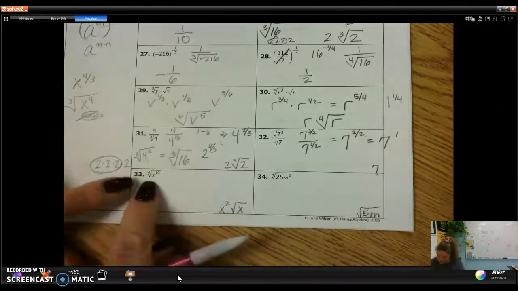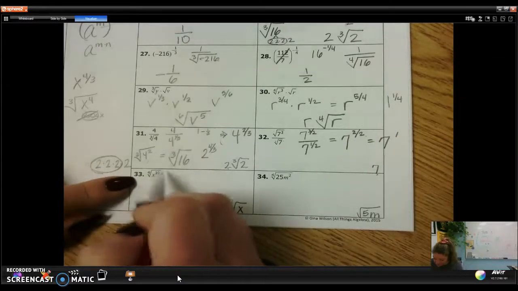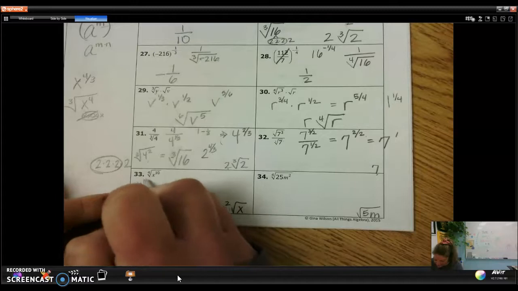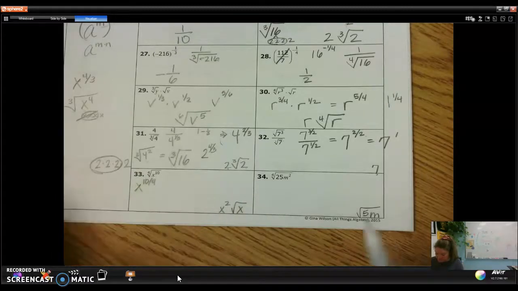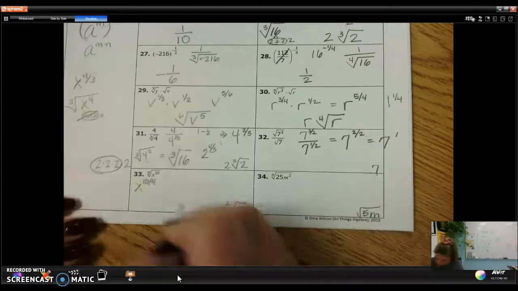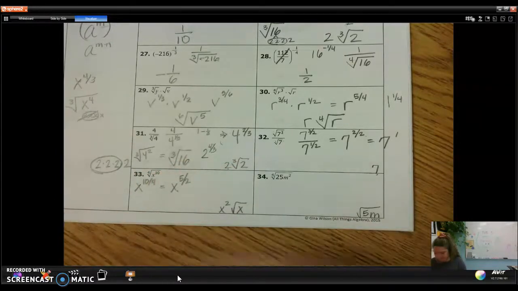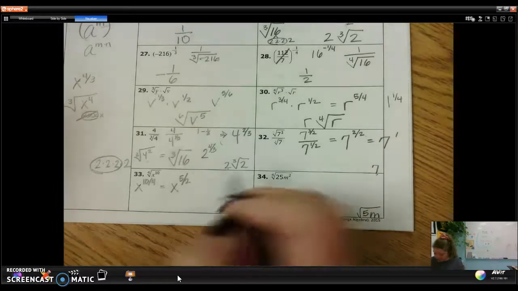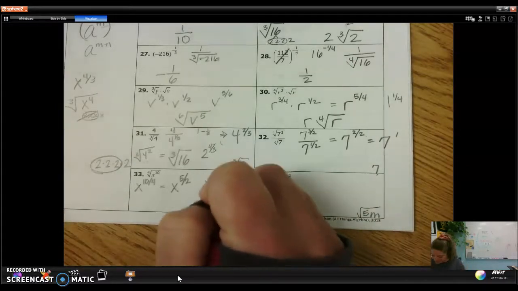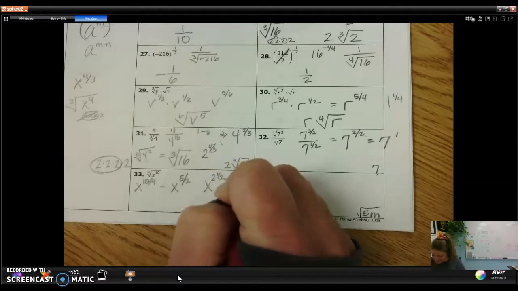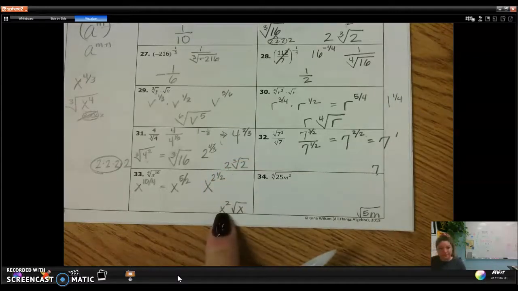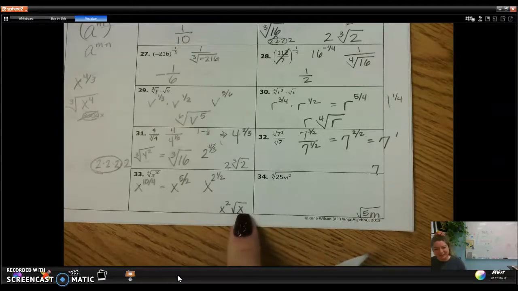All right, number 33, if I write this in rational exponent form, I'm going to get x to the 10/4. And if I reduce that fraction, I'm going to get 5/2. Okay, and if you do the fraction thing with it, x to the 5/2 is going to be the same thing as x to the 2.5. So here's your 2 x's, right? And here's your 1/2, your x to the 1/2. So that's how that happened. Okay.